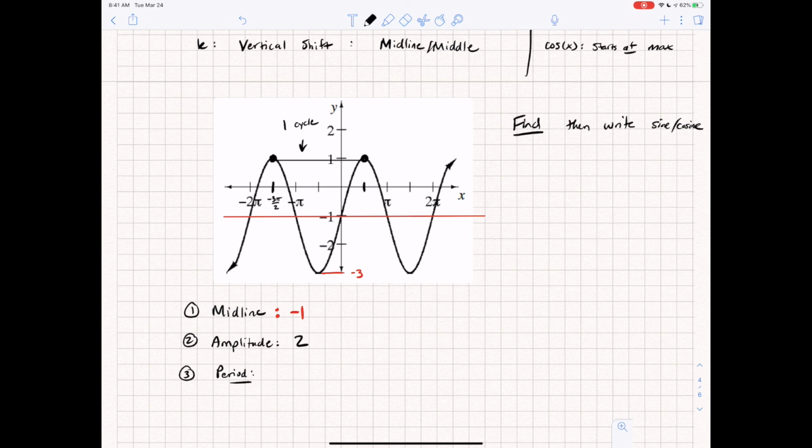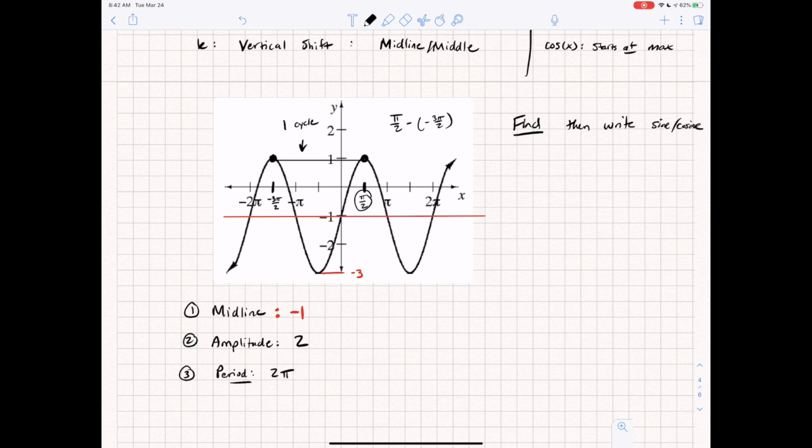And it goes to pi over 2. And that represents one complete cycle. So I need to find the distance between these 2 points. So I'm going to do pi over 2 minus -3 pi over 2 to get a period of 2 pi.